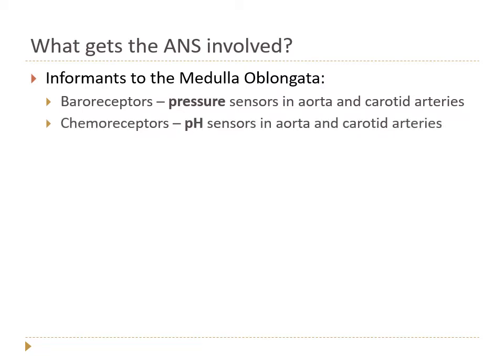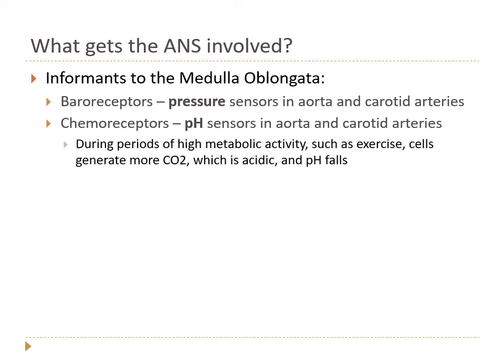We also, and this is new, you haven't learned this yet, we also have chemoreceptors. So chemo just means chemical. And so what they're actually sensing is pH, which you'll remember is a measure of how acidic or basic something is. They are also located in the aorta and the carotid arteries.